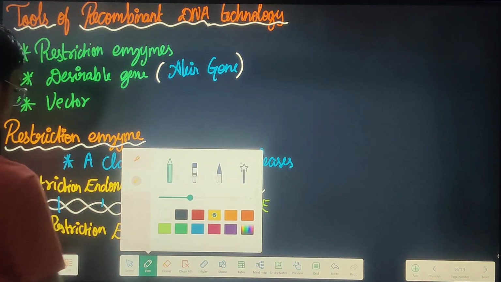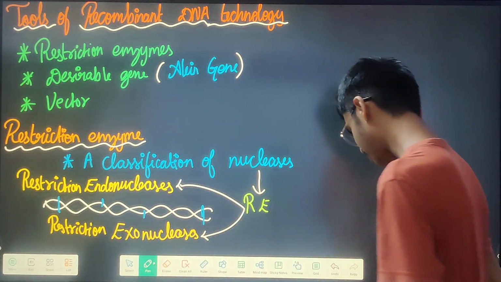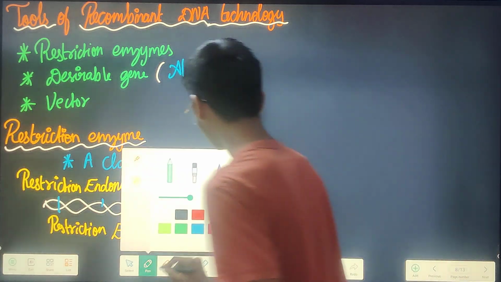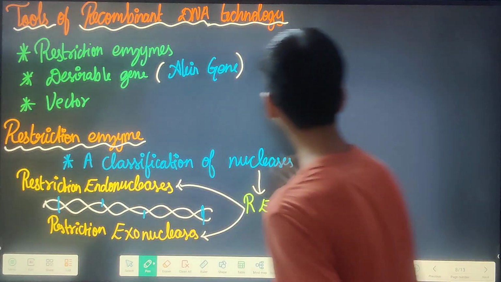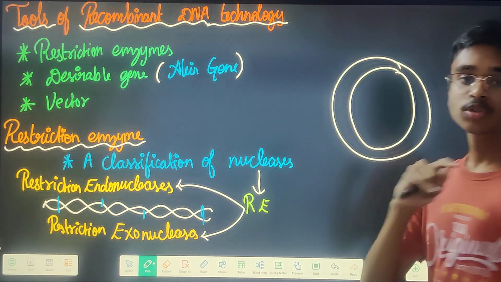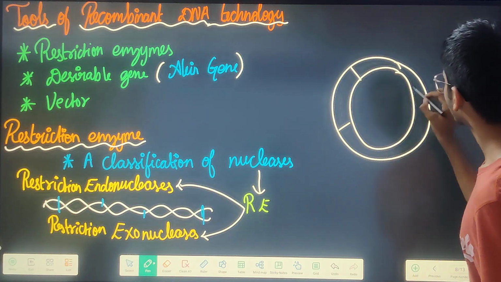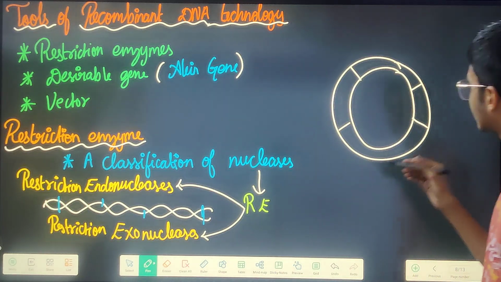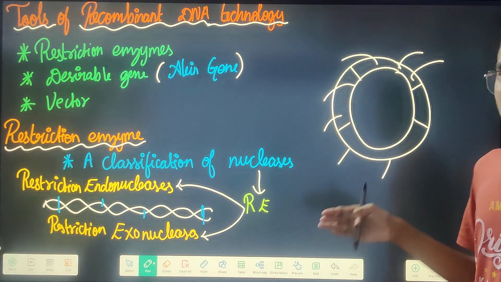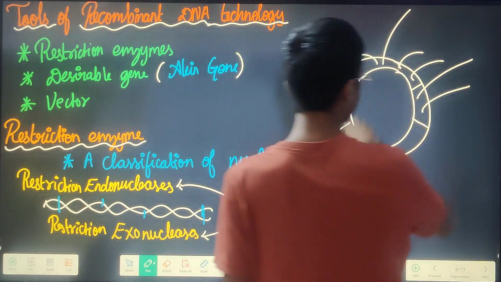Now we will start to discuss restriction in a little more depth. We will have a plasmid. This is a plasmid. This plasmid is divided into different regions. There is a resistance area, and then there will be some other genes, ROP, ORI, and so on. There will be different genes coding for different things.